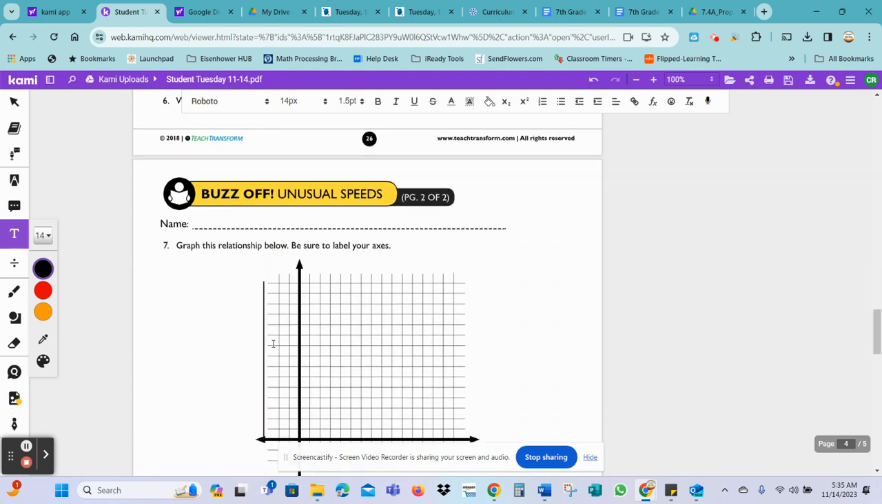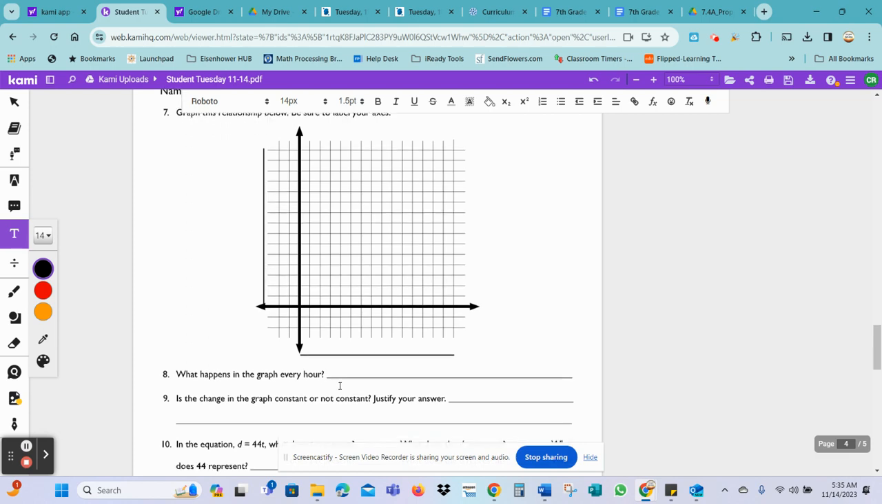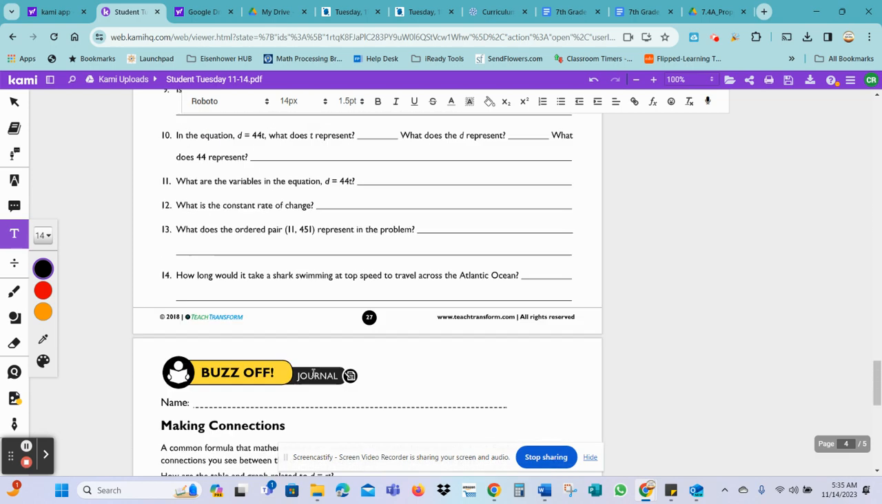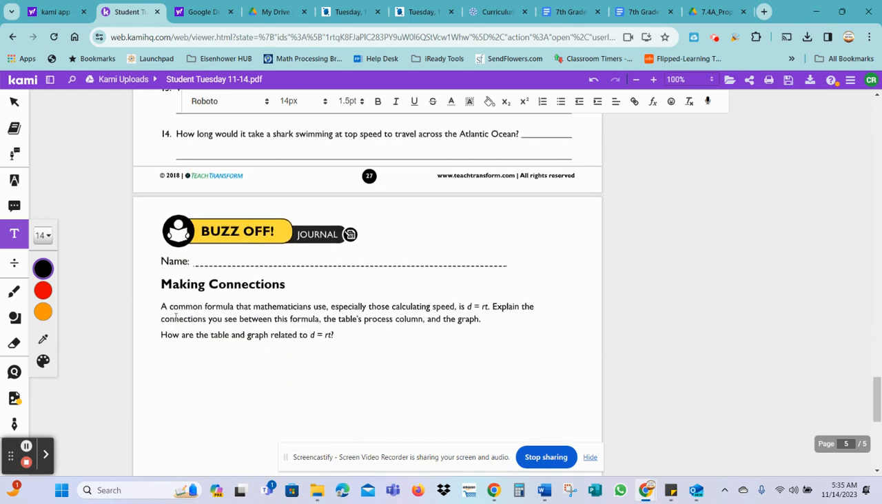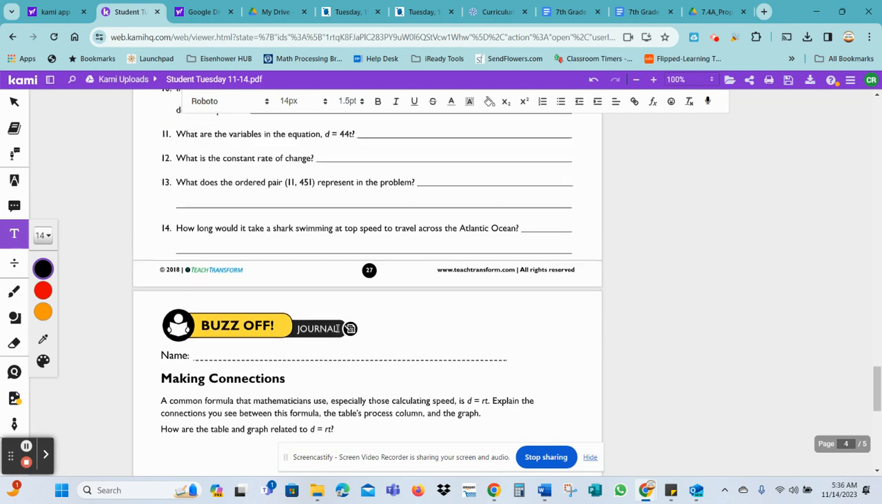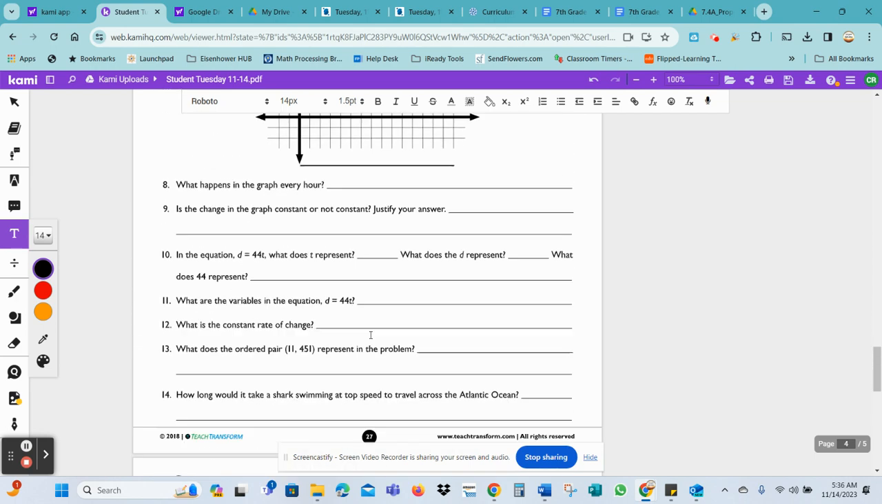Now I want you to do the same thing that we did with the honeybee, and I want you to graph that relationship and answer the questions, and then you can come back to check your work. And then your exit ticket is a common formula that mathematicians use, especially those calculating speed, is d equals rt. So explain the connection you see between the formula, the table's process column, and the graph. How are the table and graph related to d equals rt? So that's something to think about as you are working out this last table.